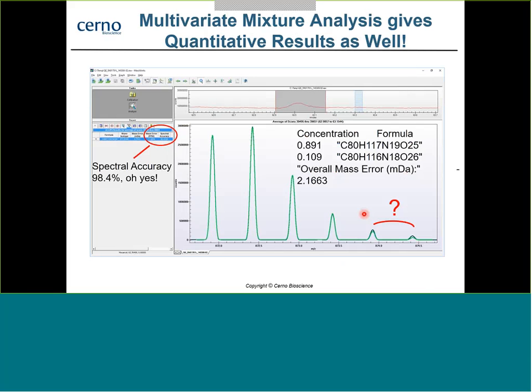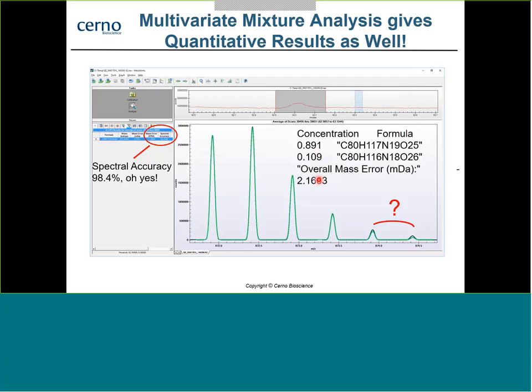And again, if you do the search, the spectral accuracy dramatically improves up to about 98.4%. That's pretty good, okay? And if you visually look at the isotope pattern, you'll see that the peaks match quite well now. There's not that error that we saw before. The other thing that's interesting here is that since we're doing the fit, we can give you the quantitative information. We can tell you how much of each species, the native and the deaminated form, are in that particular peak, and they're unresolved, okay?